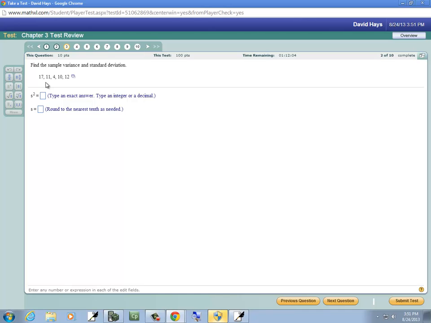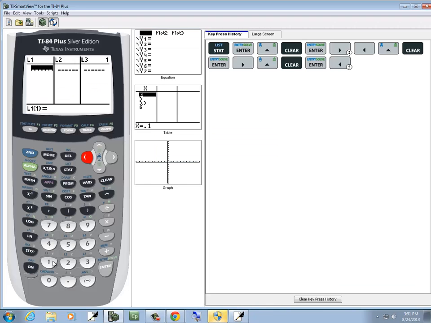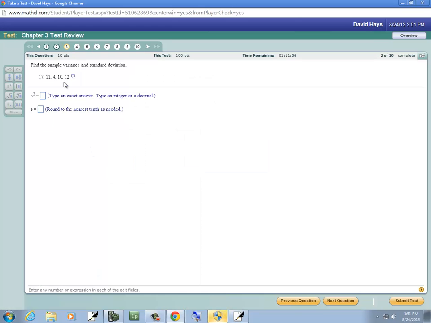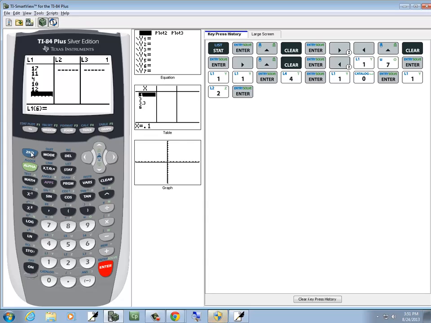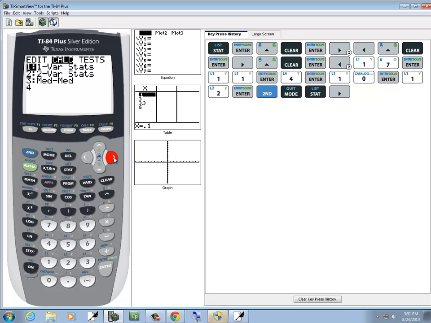Now we got these numbers, 17, enter, 11, enter, 4, enter, 10, enter, 12, enter. Now I'm going to exit out, do second mode, and we're going to go do one var stats. So I'll press stat, right arrow to calc, do enter on one var stats, and press enter. Remember, it assumes L1.